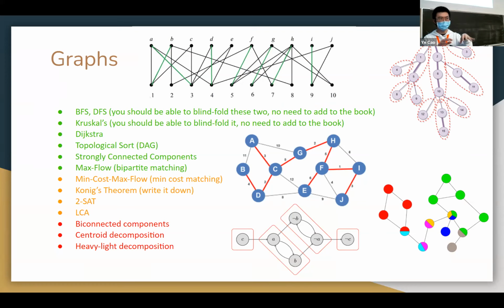You're either able to blindfold it out, like BFS or DFS. I do not recommend to have it in your library because these two are just so short that you should be able to write it out on your own without thinking. BFS, DFS, blindfoldable, probably not put in your book. Kruskal's, anyone have idea what Kruskal's computes? Yes, minimum spanning tree or maximum spanning tree. Kruskal's algorithm, classic MST model, you should be able to blindfold it because it's really short and simple.